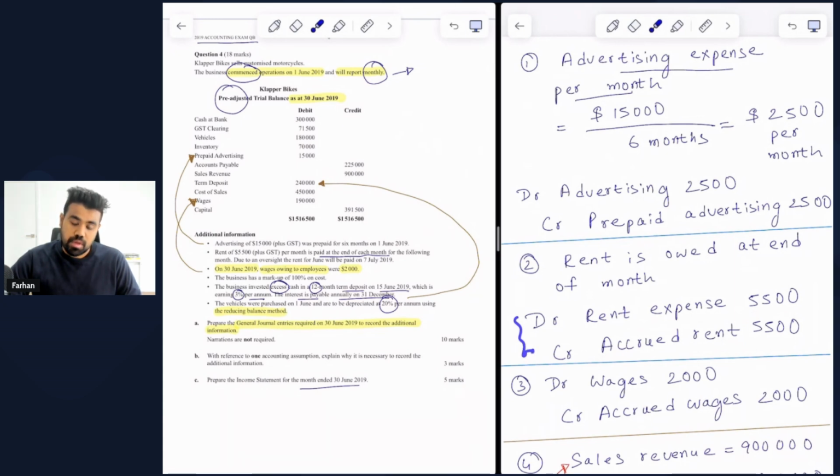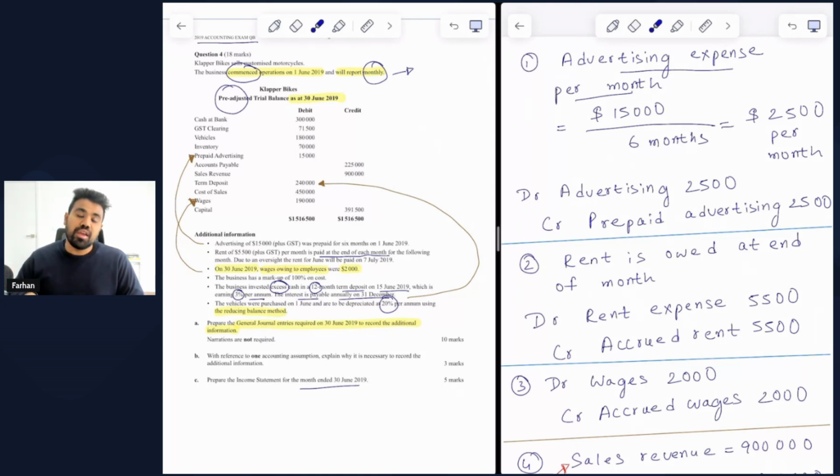So the pair of journal entries in this case is debit rent expense by 5,500 and credit accrued rent by 5,500. We do not have to take care of GST in this case because GST clearing is either a current liability or a current asset, depending on whether you are paying for services or getting it from your customers. The income statement, which only deals with revenues and expenses, does not include anything to do with GST. That only goes into the balance sheet where you use the GST clearing account.